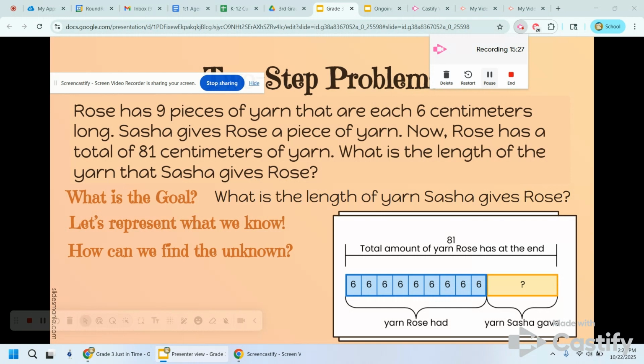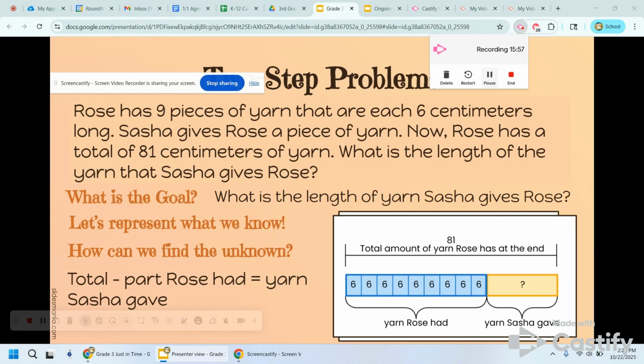So looking at my strip diagram, I can immediately see, well, I can do 9 groups of 6. I can figure out how much yarn Rose has. If I had the total and I had this part, I could subtract them, and that would give me the missing part, the yarn length that Sasha gave. So we're going to try to take the total. We're going to subtract the part that Rose had, the blue part, and we should be left with the yellow part, the yarn that Sasha gave.